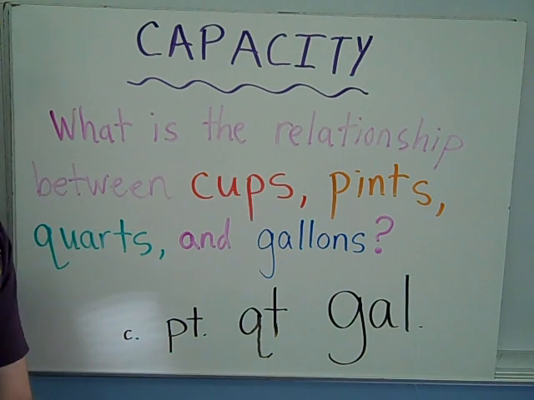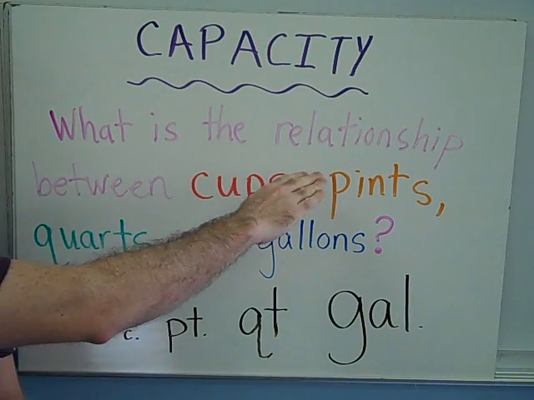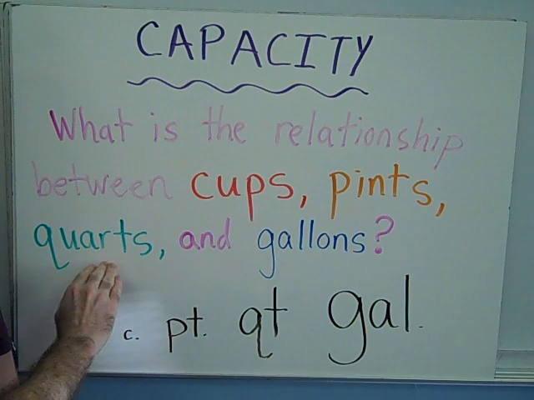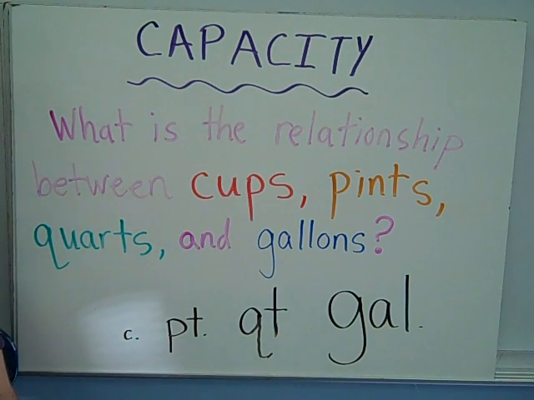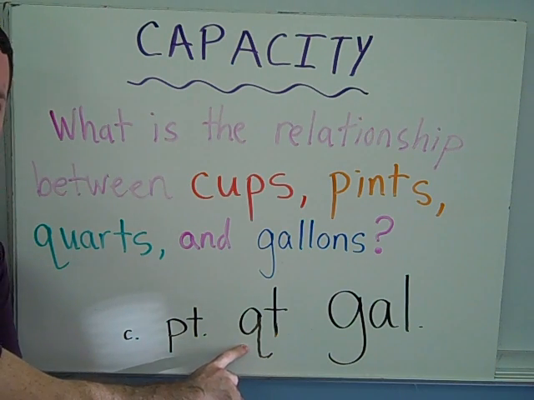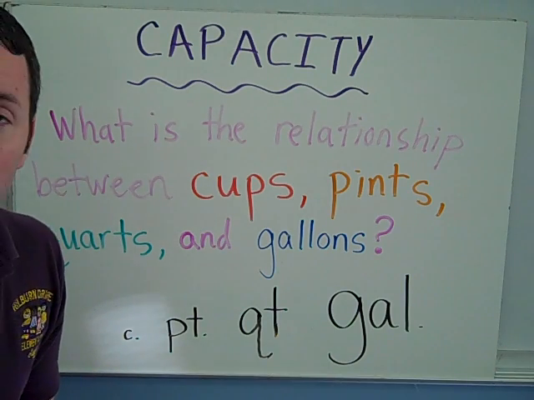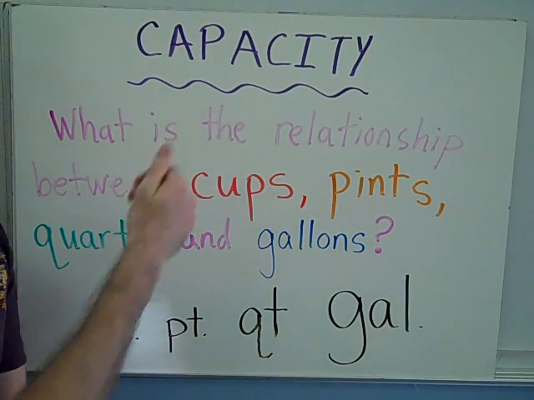The question that you'll hopefully be able to answer at the end of this lesson is, what is the relationship between cups, pints, quarts, and gallons? The abbreviation for cup is C, pint, PT, quart, QT, and gallon, GAL. Cups, pints, quarts, and gallons are measurement ways that we describe capacity.